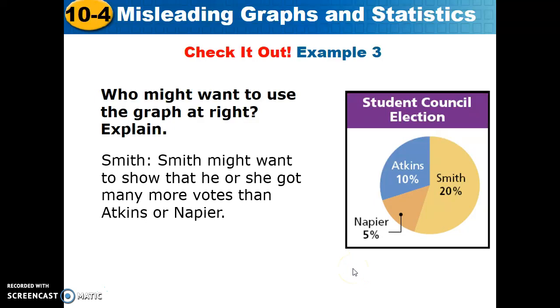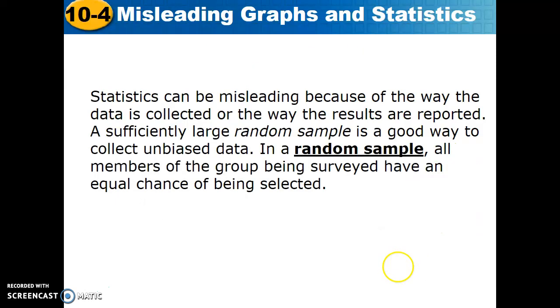which should show 100% of all the votes, but it's not. And so Mr. or Mrs. Smith might be the one to choose this graph to show that they possibly won the election. Statistics can be misleading because of the way the data is collected or the way the results are reported.